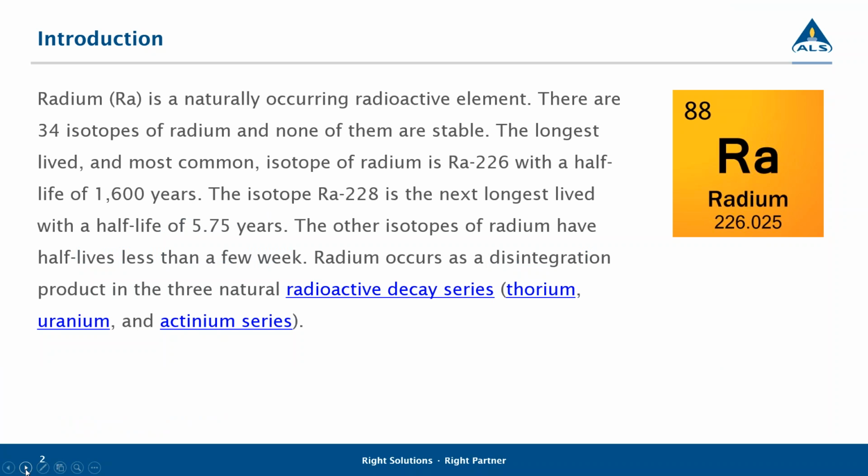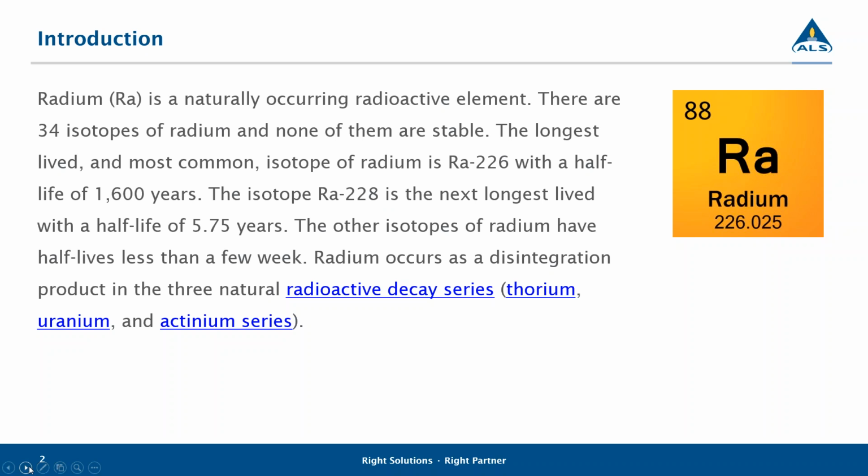Radium is a naturally occurring element that has approximately 34 isotopes, and all of them are radioactive. The longest living isotope is radium-226, which has a half-life of 1,600 years, so it's not going anywhere. After that, we get down to radium-228, which has a half-life of 5.75 years. So those are the main two isotopes of radium that people are going to be looking for. After that, the other isotopes have half-lives measured in days down to seconds, and so most of the time they're not a concern.